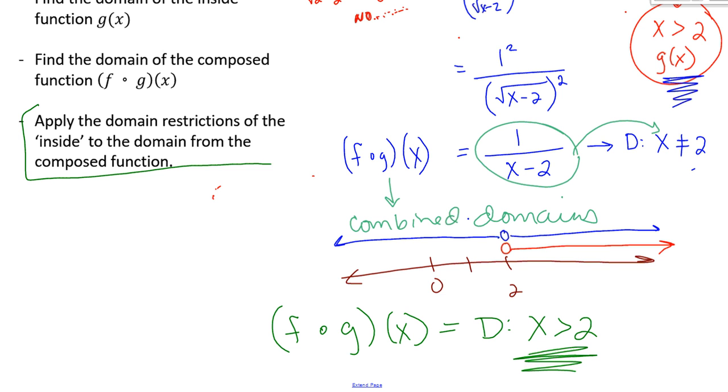And that's kind of what this last piece is thinking about. At the end, I found the function that's the composition, 1 over x minus 2, but my actual domain has to take into consideration this original domain of whoever was being plugged in.